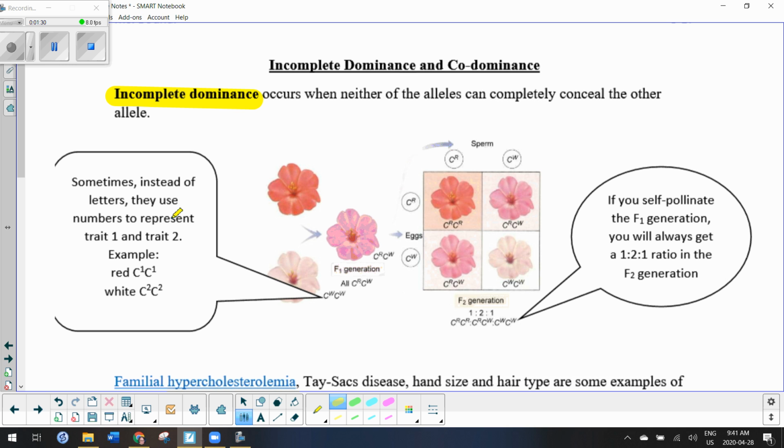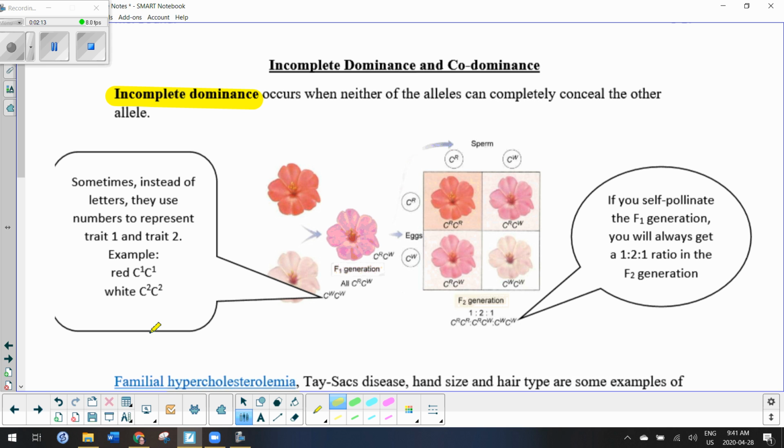The key with this one is they can do these Punnett squares multiple ways, and you may see any one of these on a test. Sometimes instead of using letters, they actually use numbers to represent the trait. So for example, you might use a 1 to represent the darker trait, whatever trait you want it to be. For example, red, you might have C1, C1. C is representing color, the idea that it's color. 1 is representing the fact that it's red. White would represent color 2, so C2, C2.